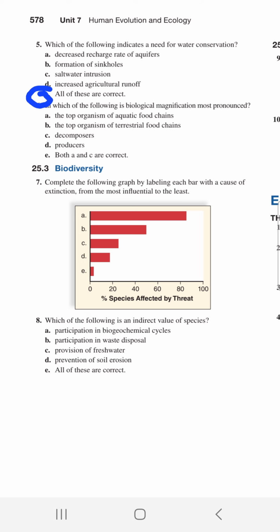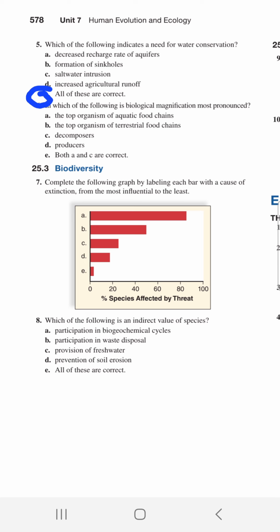Question number 6. In which of the following is biological magnification most pronounced? So what is biological magnification? It's basically when the concentration of pollutants increases along the food chain. So the concentration of something in the producers will be lower than the concentration of the same material in the fourth trophic level or the third trophic level. So it will be most pronounced at higher trophic levels.